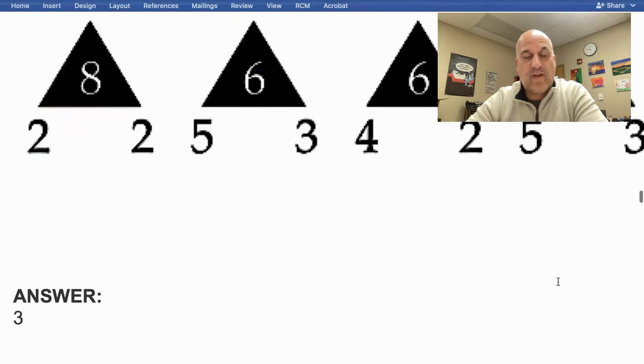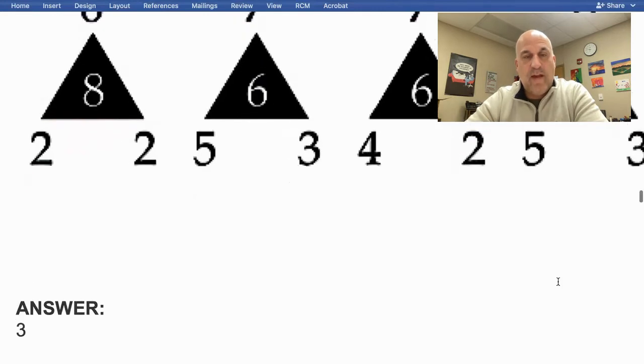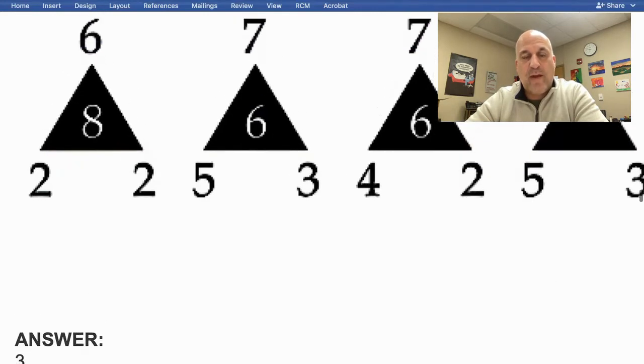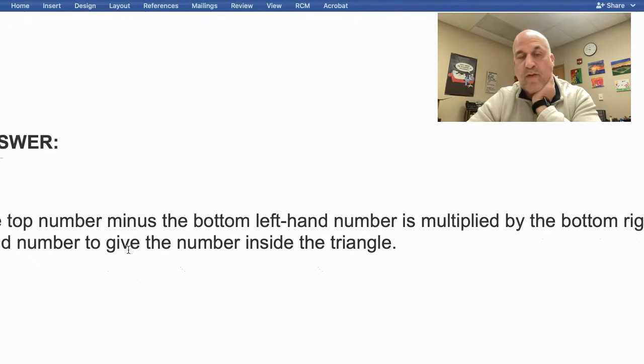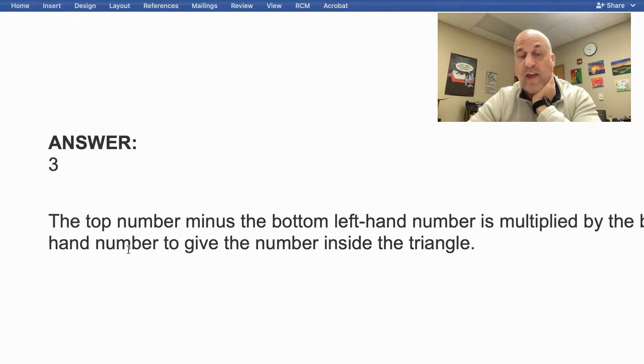So the answer for this one is 3. And the reason why it's the answer 3, I'm going to walk you through this. So it's the top number minus the bottom left-hand number multiplied by the bottom right-hand number. So let's put this to the test here.